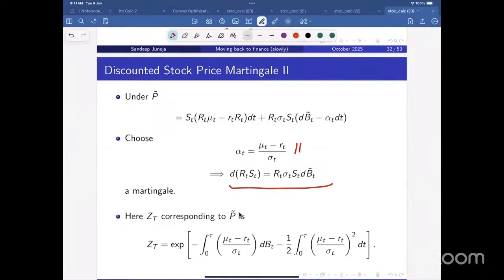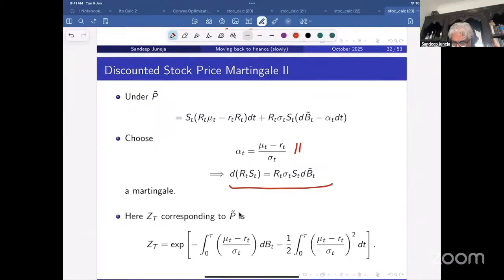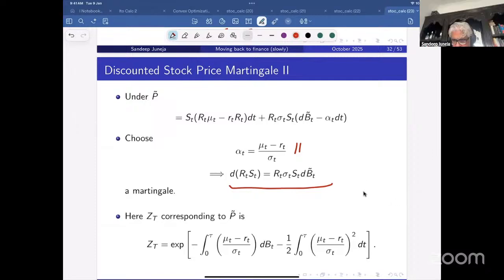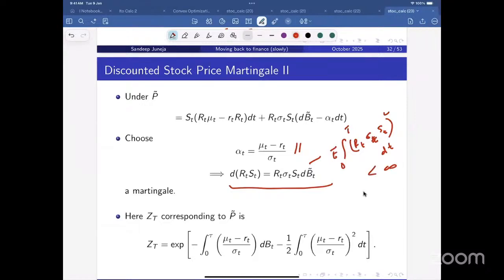In particular, for a stochastic integral to be a martingale, the integrand should be in H2. So we just need the absolute value of the thing squared to be finite, like the integral of that, right? Yeah. Well, in this case, we need the expected value of the integral from 0 to t of R_t sigma_t S_t squared dt to be less than infinity. I think we did something similar in the assignment: when the integrand is square integrable, then it's a martingale.